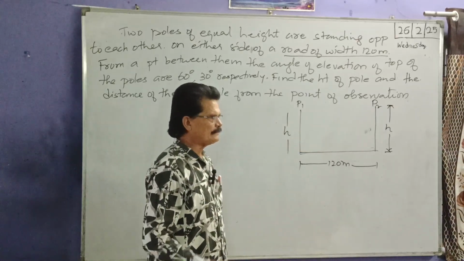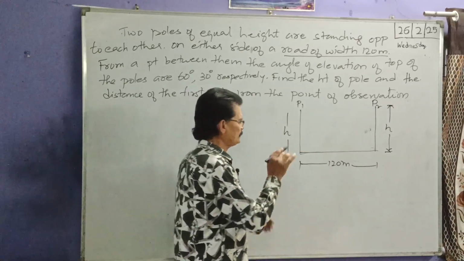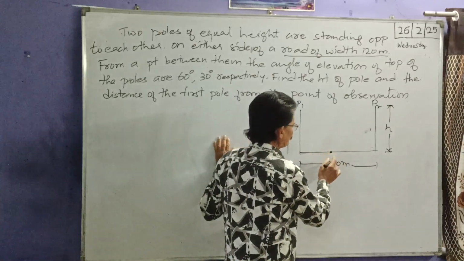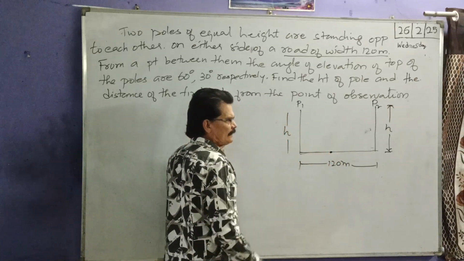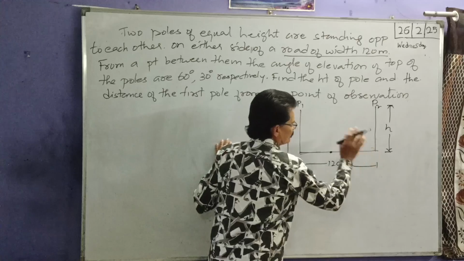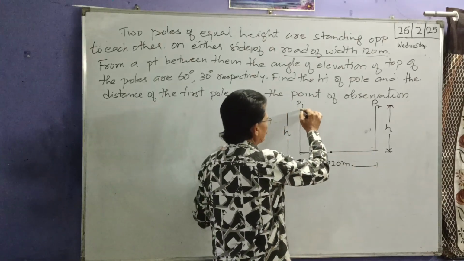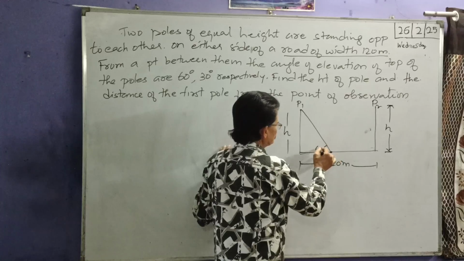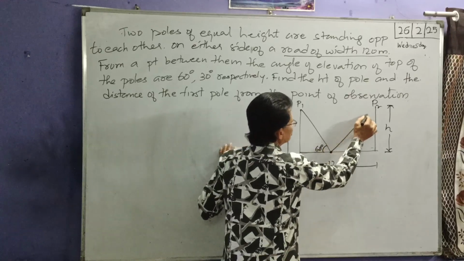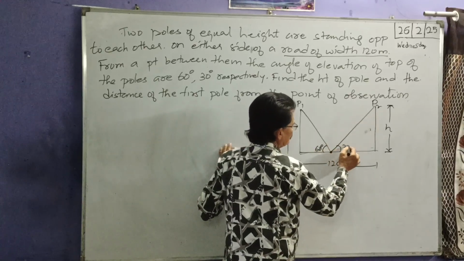Now where shall I take the point of observation? Closer to the first pole, far away from the second pole. Nearer to the first pole. And I have to write the angle of elevation is 60 degrees. And from here it is 30 degrees.